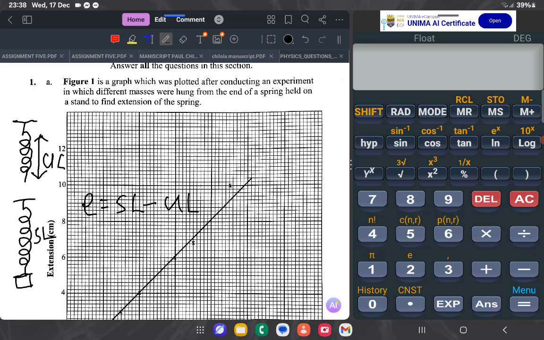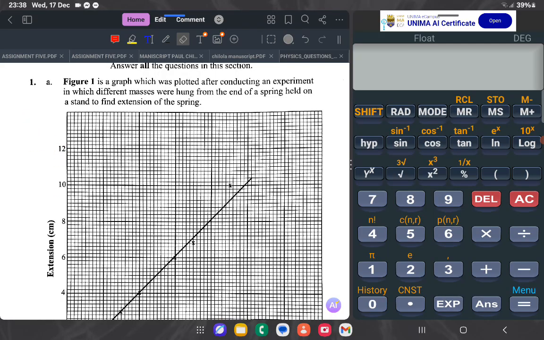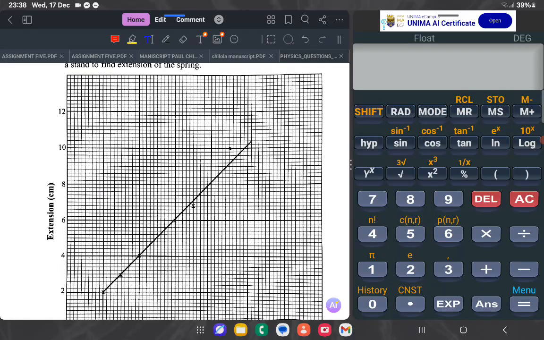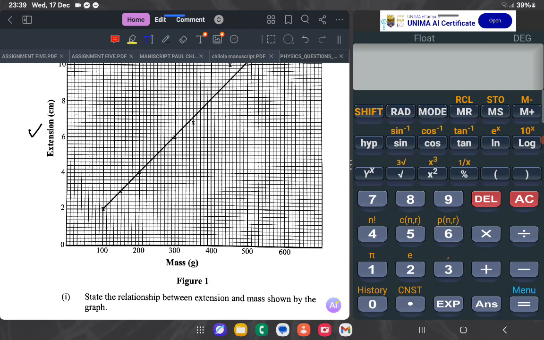Yeah, so this is from a Form 4 topic called Hooke's Law, which I'm sure you will have covered by the time you are taking your exam. You have covered this topic very well. So we have extension. Extension values are plotted on the y-axis. So we have the extension here, while mass is plotted on the x-axis. In other words, mass in this case is the independent variable.